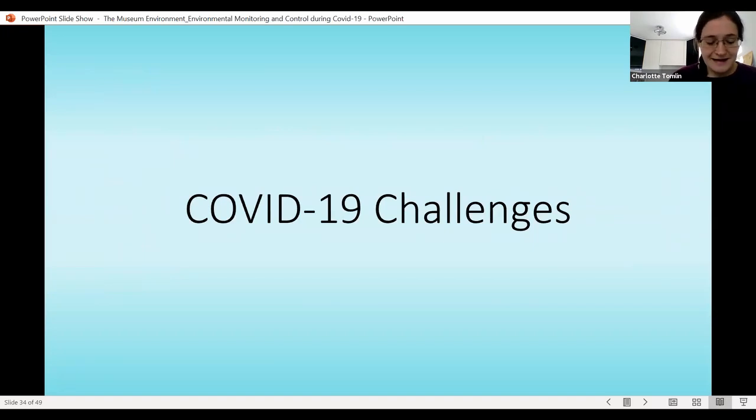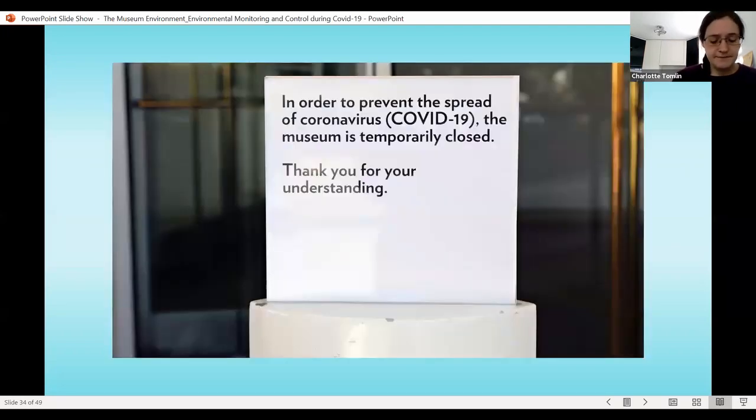And finally, let's talk a bit about COVID-19 and the challenges that it has introduced for the museum environment. So the main challenge that I think we can all relate to is the struggle to access museums to undertake essential tasks during the COVID-19 lockdown. We have had to question what our essential tasks are and persuade others of their importance.